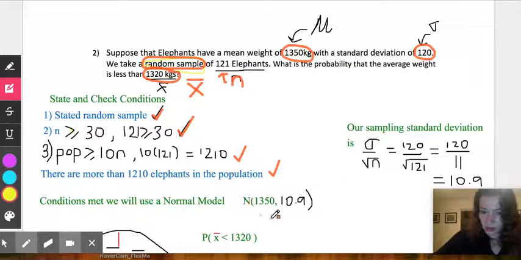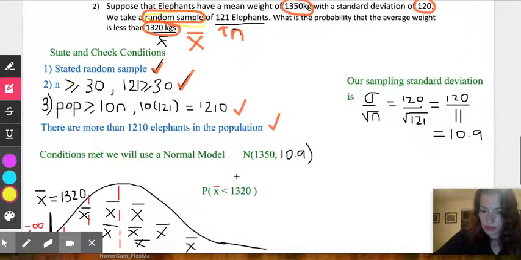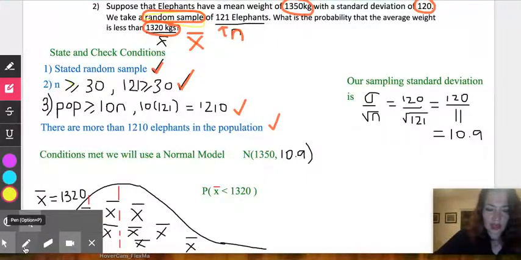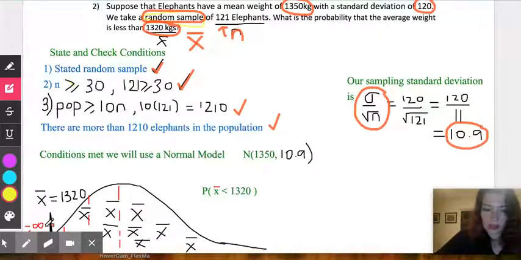Now, what is our normal model? Our normal model contains the population mean, which will be equal to our sample mean. So that is 1,350. But be careful with the standard deviation. The standard deviation is from our sampling, and that is given as the standard deviation of the population divided by the square root of our sample size, which is 121. Working this out, we get that our sampling standard deviation is 10.9.